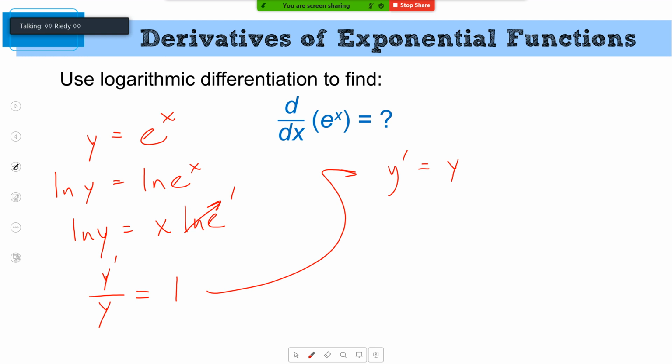What does that mean? Well, A, I screwed up. Or B, what does that mean? Anybody? But where did the x go? What's a derivative of x? Oh, yeah, so notice in this step I took derivatives here. Good question. What's y? E to the x.